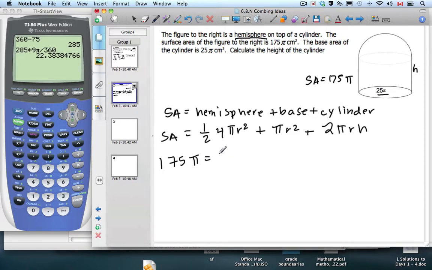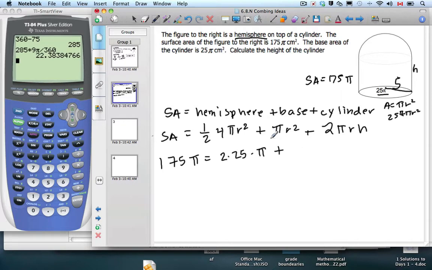Do we know what r is? We better find that out. We can find that out. 25 pi is the base area, and we know this is a circle, so area is pi r squared. If it's 25 pi, I can recognize without even calculating that r is 5. That's easy.